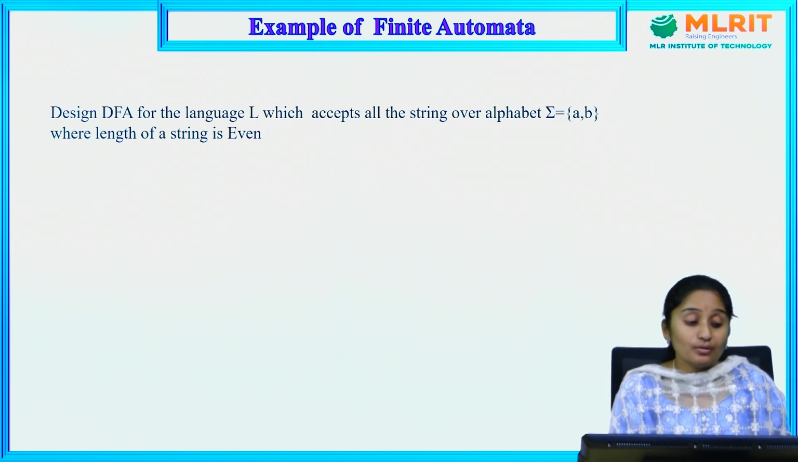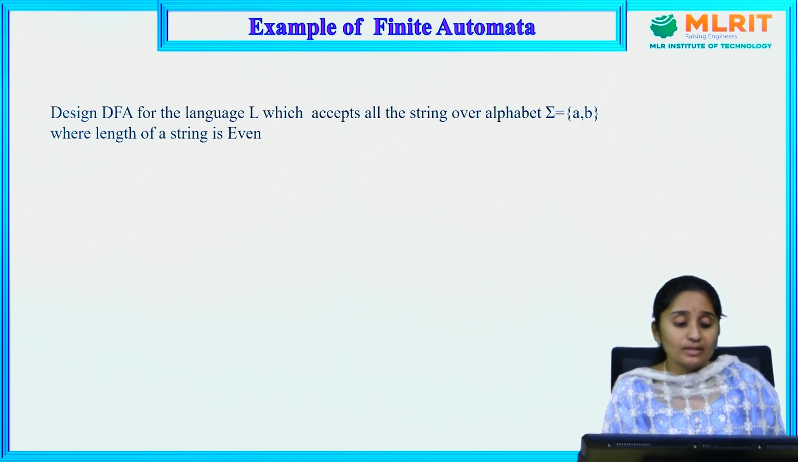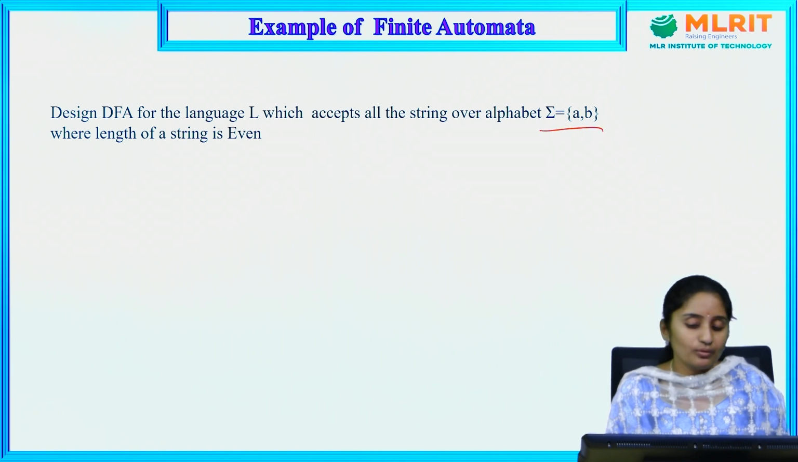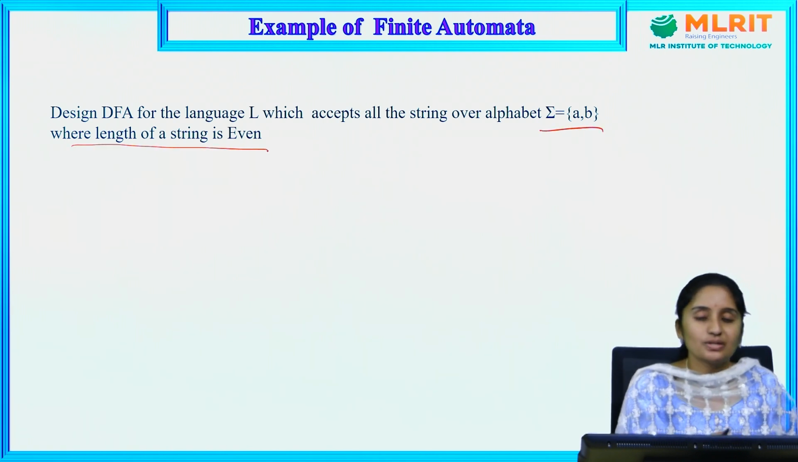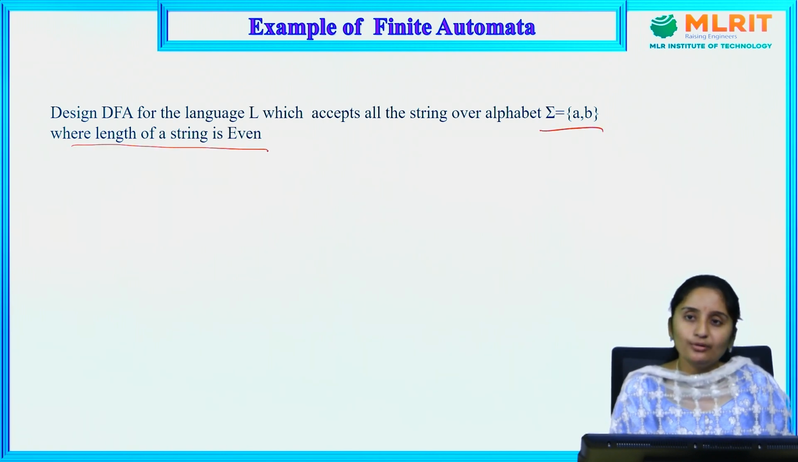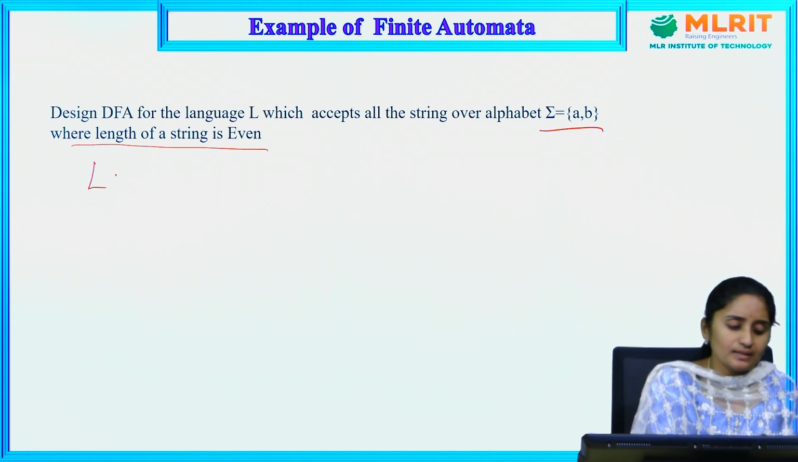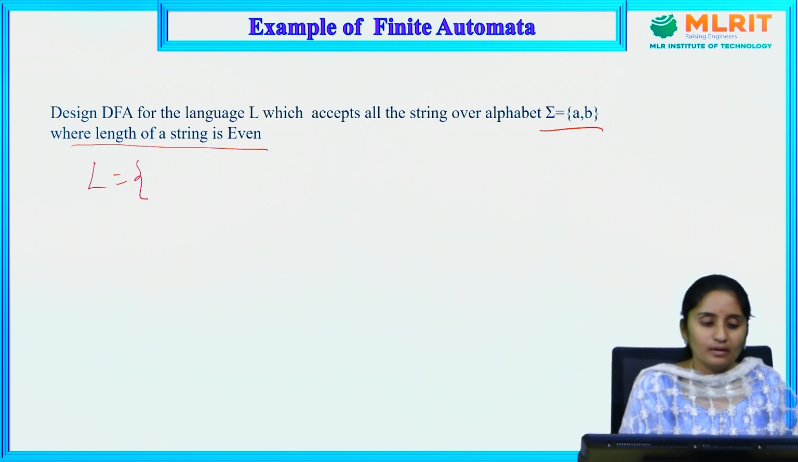Next. Design a DFA for the language L which accepts all the strings over alphabet sigma equal to A comma B where the length of the string is even. So I am going to read the strings of even length. What is even? Divisible by 2, or the length of the strings is even. So let us construct strings of even length.